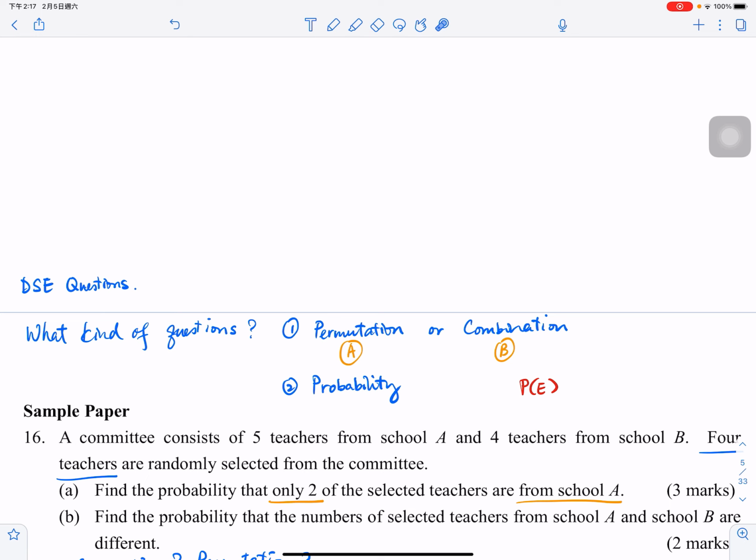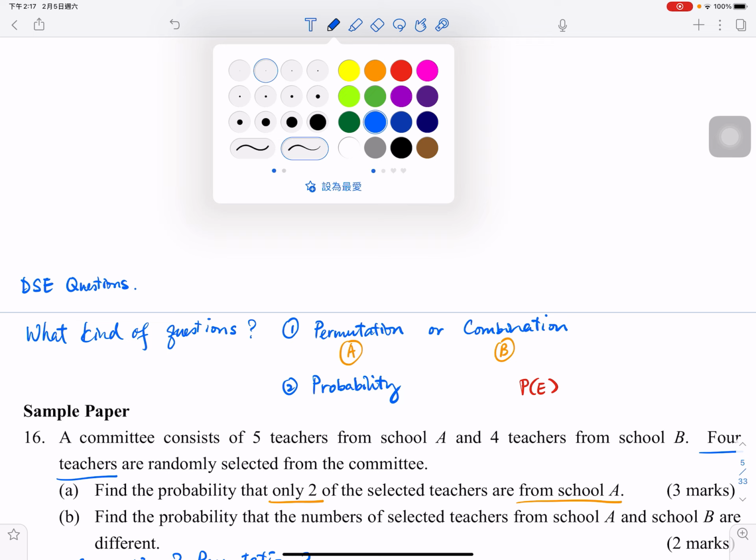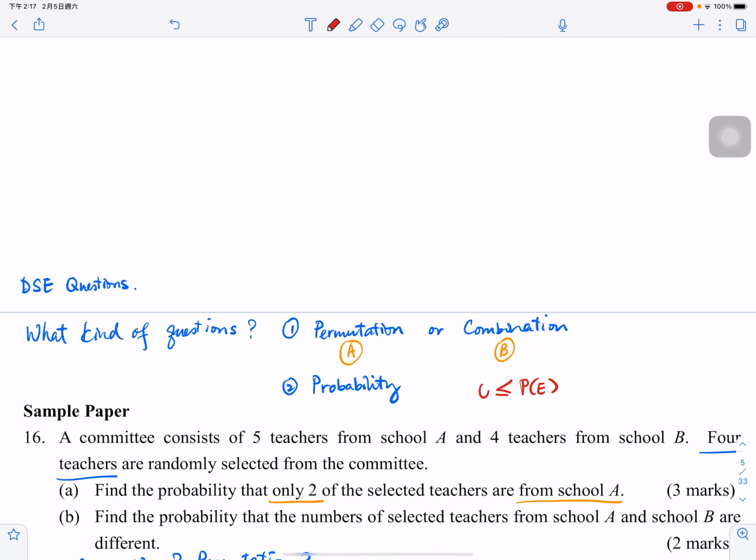When you study the question, you need to think what kind of question it is. Is it a permutation or combination? That means how many number of ways. Second, probability. If this one is a probability, then do you remember the values of the probability should be between 0 and 1? So be careful. When you start to study the question, you need to think about either this one or this one.